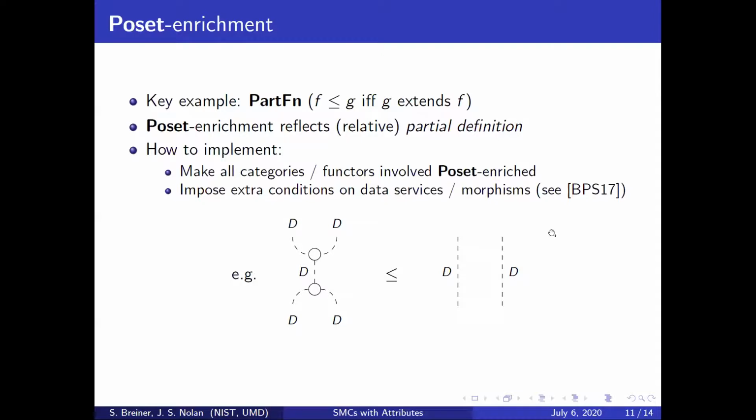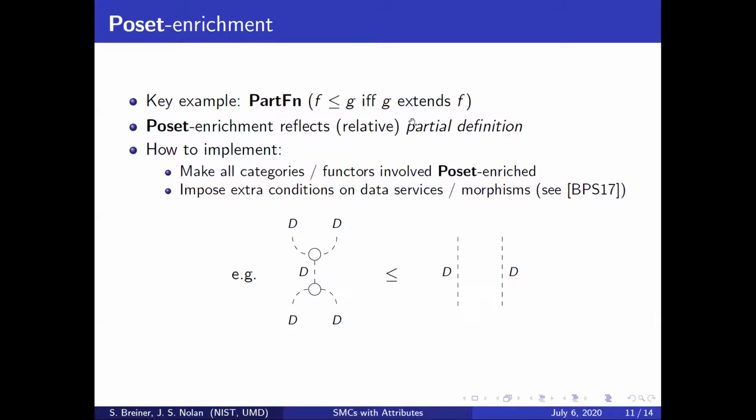So we can also augment this a little by enriching in the category of posets. One of the key examples to keep in mind, and that we've kept in mind, is the category of sets and partial functions, which has a standard partial order on the Hom sets, giving a poset enrichment, where one morphism is less than or equal to another if and only if the latter morphism is an extension of the former. So the latter has a larger domain and agrees with the former whenever the former is defined.